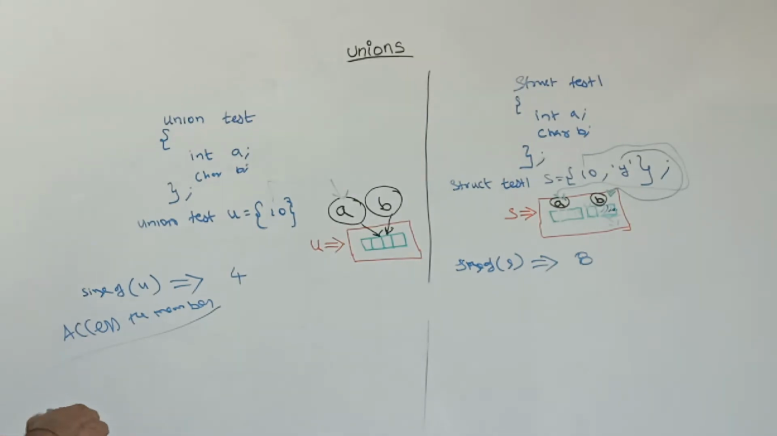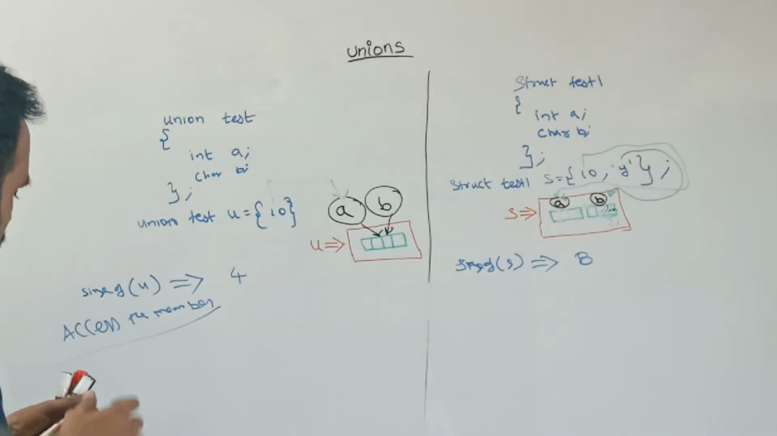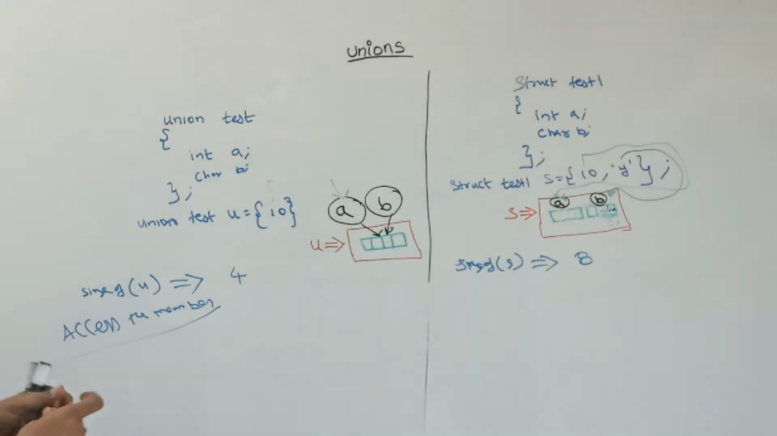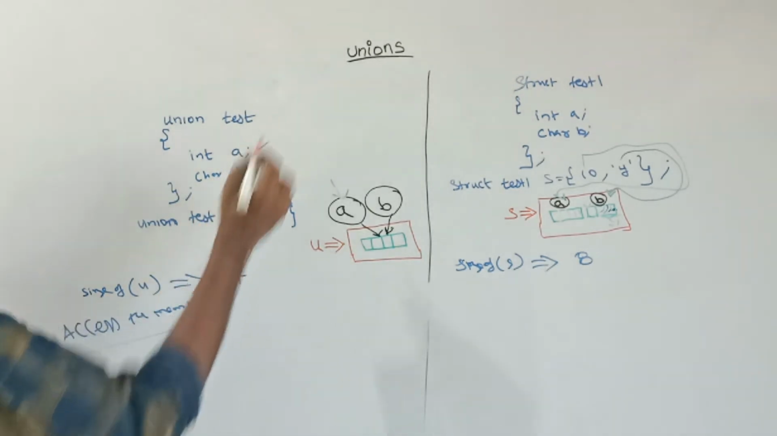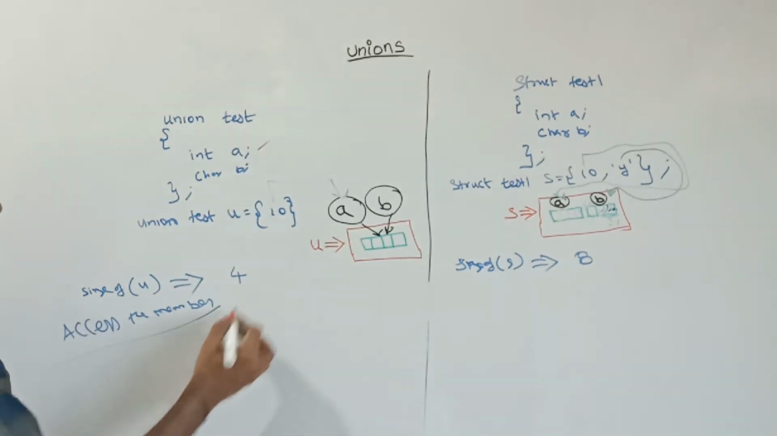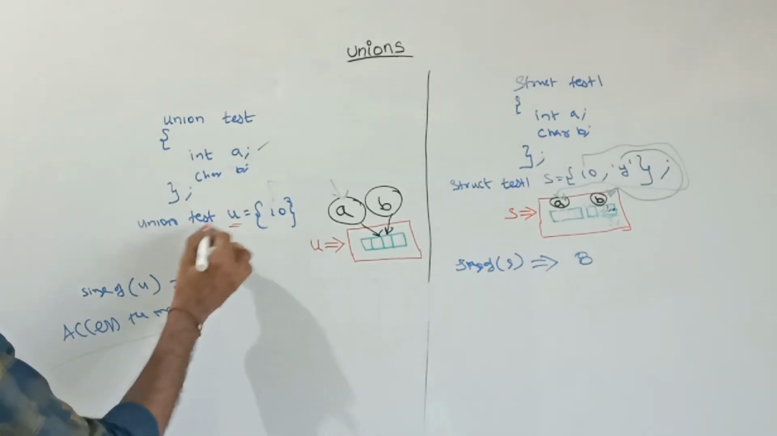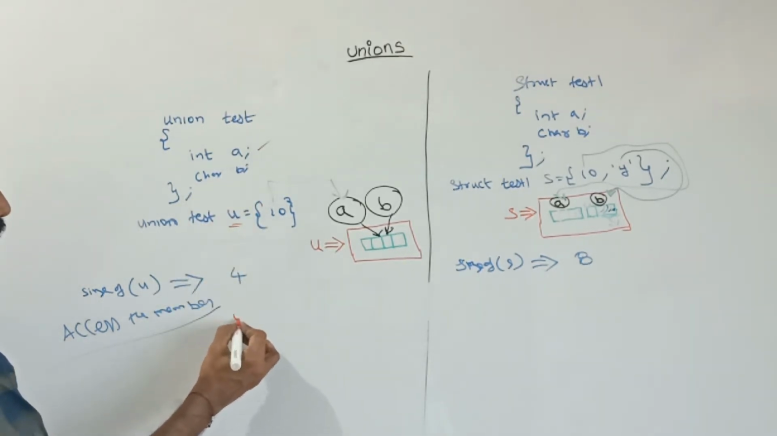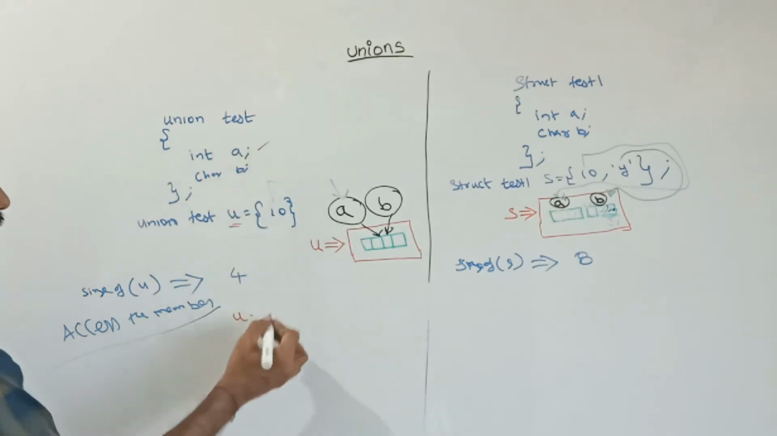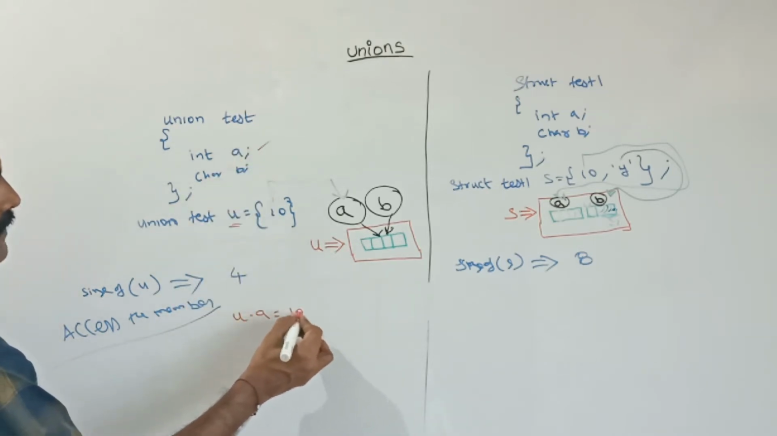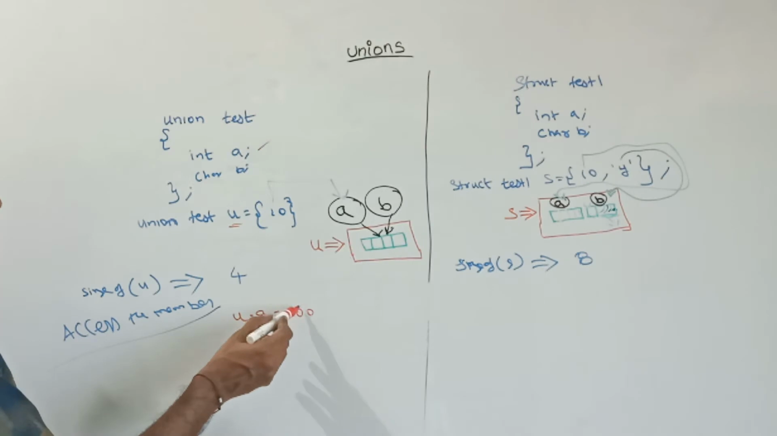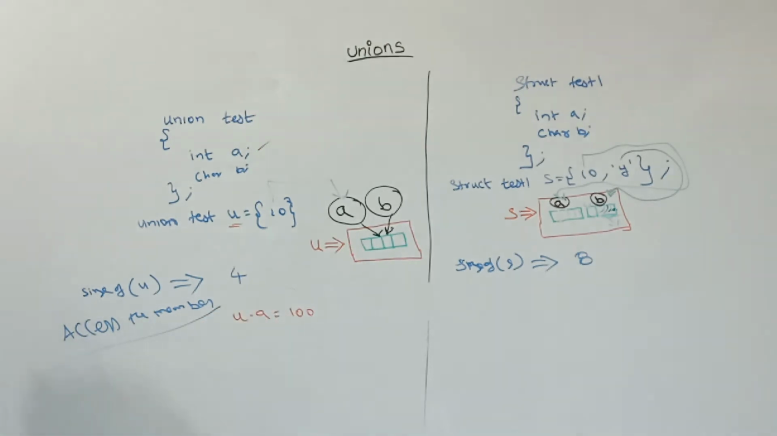See here, for example, suppose I want to give the value for a, we can give it like this. Here, what is the variable name? The union variable name is u. So u dot a is equal to 100. If you give it like this, then 100 will be stored in the first member.